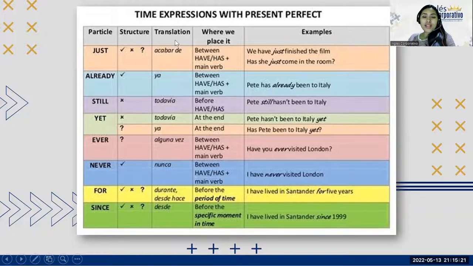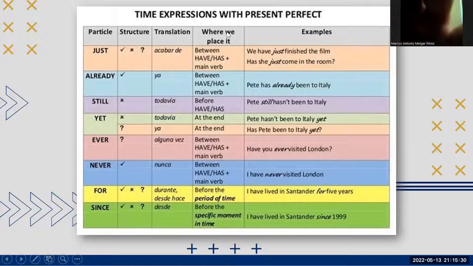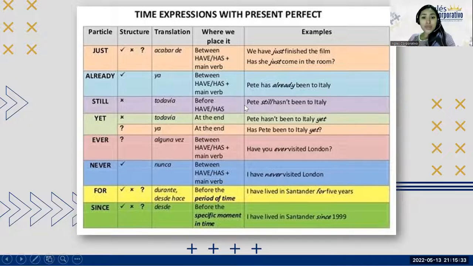De ahí tenemos la translation, ¿qué significa estas? El just, acabo de hacer algo. We have just finished the film, ¿ok? Acá está la posición que se ponen porque no todos se ponen en la misma posición. Por ejemplo, el just se pone en medio del have y en medio del finished. I have just finished the film. Ok, es algo que usted acaba de hacer. I have just finished the homework, teacher. La acabo de terminar ahorita.